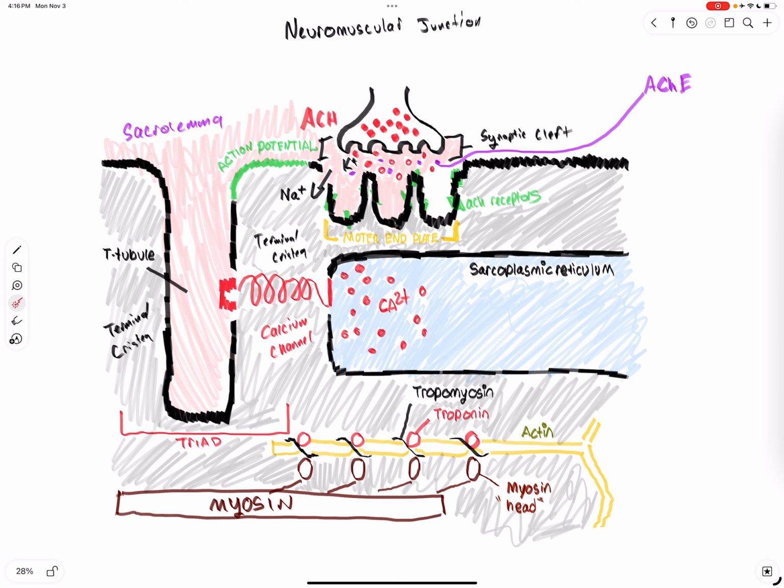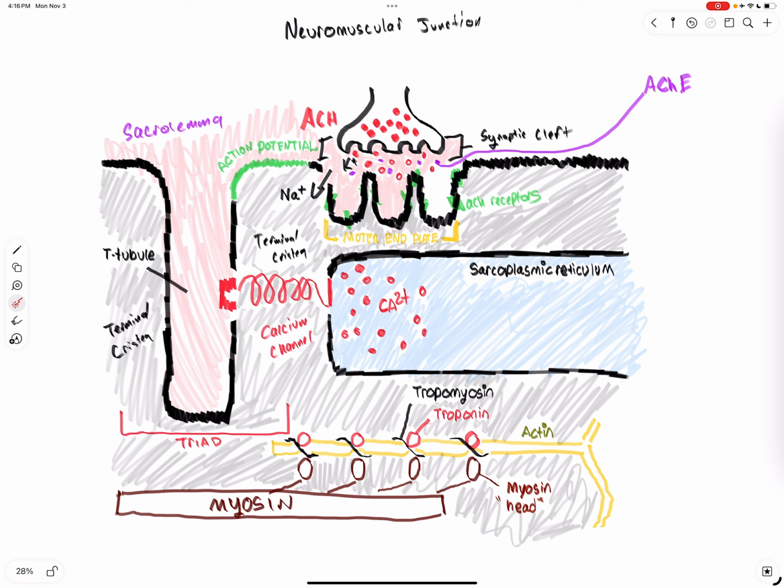When the signal arrives, calcium channels open, letting calcium enter the axon terminal. This essentially causes ACH, which is a chemical messenger, to be released into the synaptic cleft, which is a small gap between the nerve and the muscle. ACH moves down the synaptic cleft, shown here.